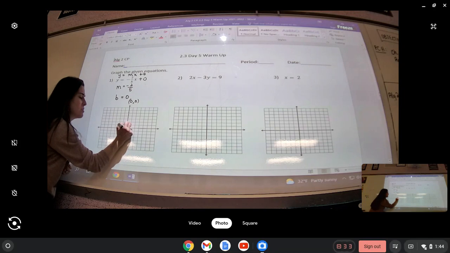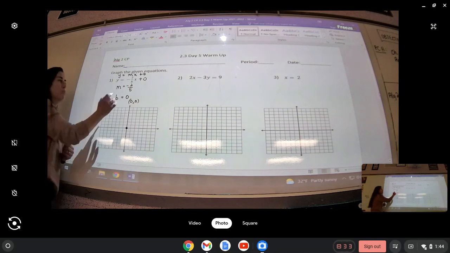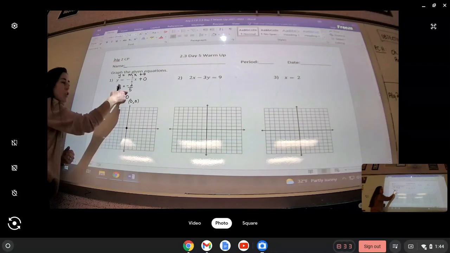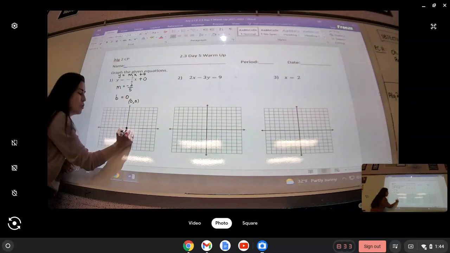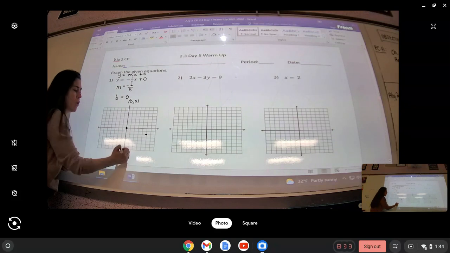All right, so we plot the y-intercept first. It crosses the y-axis when y is 0, so right there at the origin, and then you use your slope to move. Rise over run. So how do you rise -2? You go down 2. How do you run +5? You go right 5. So you have to go down 2, right 5.